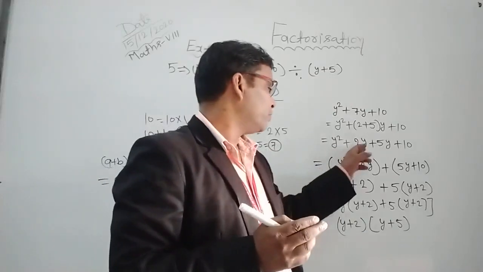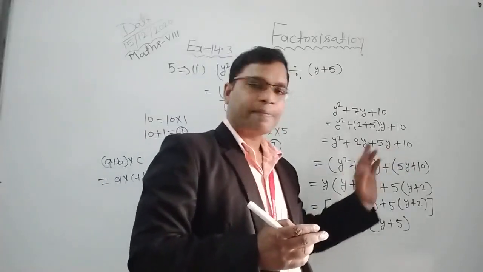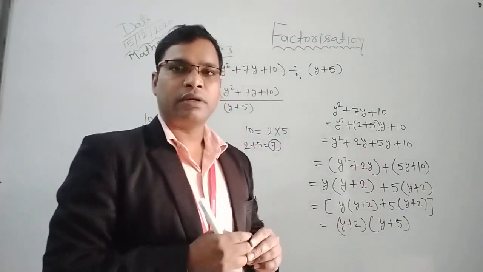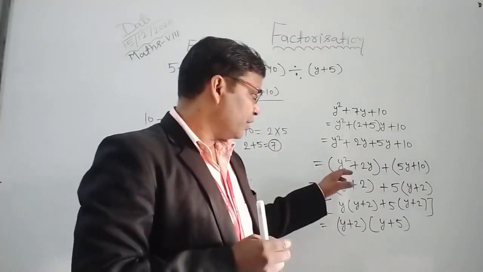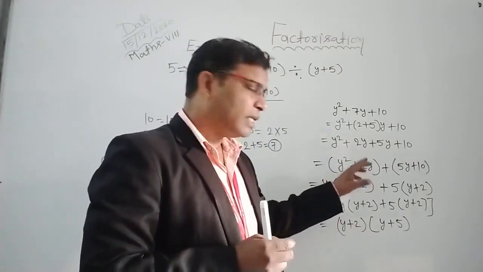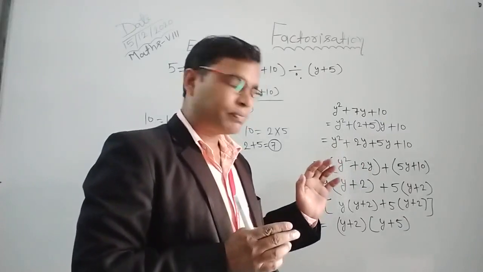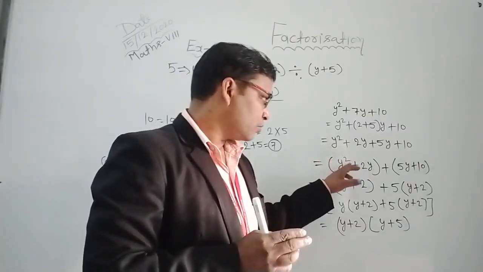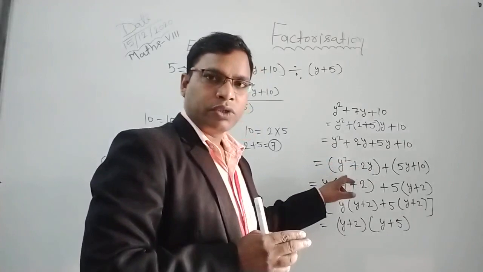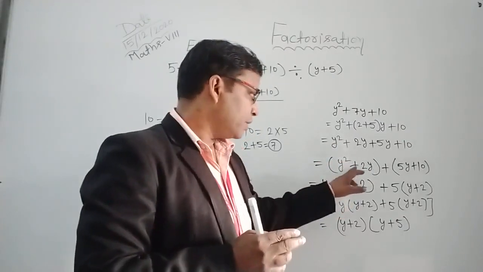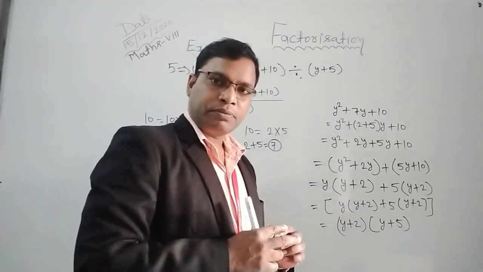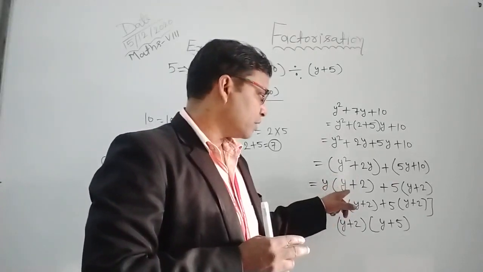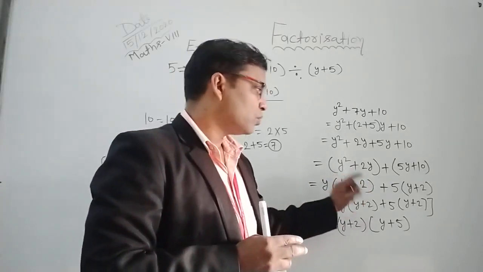So the first two terms we take as the first group, and the last two terms we take as the second group. Here you observe that y square plus 2y is the first group. In this first group, y is common between them, so we take y common. After taking y common in both terms, we get y in the first term and 2 in the second.